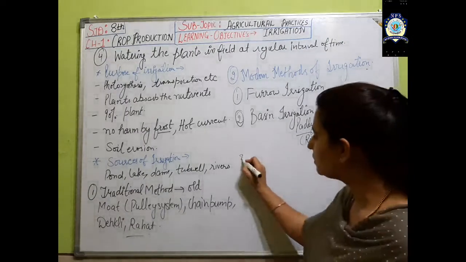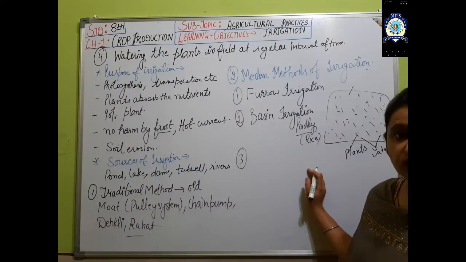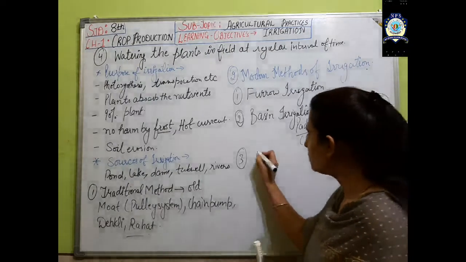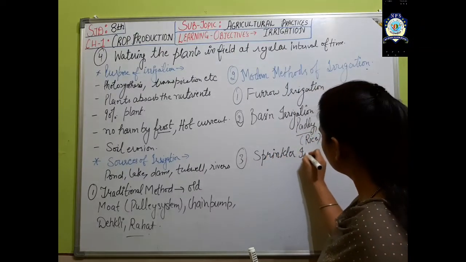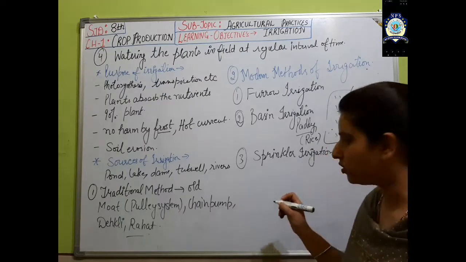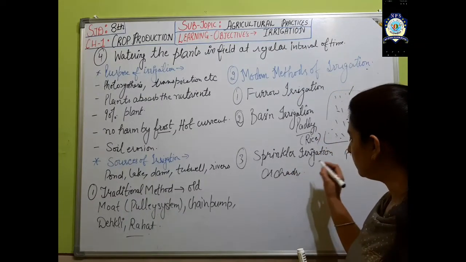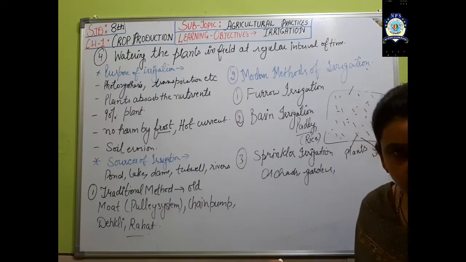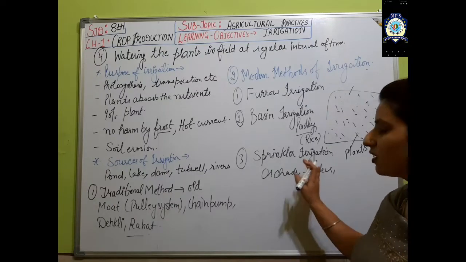Okay, now the third method in the modern irrigation, which is very much loved by the farmers, is the sprinkler irrigation. And this irrigation system is mainly used in the orchards, okay, then in the gardens, mainly of fruits, fruit gardens, where fruit trees are grown. So in the orchards and gardens, this sprinkler irrigation is practiced.